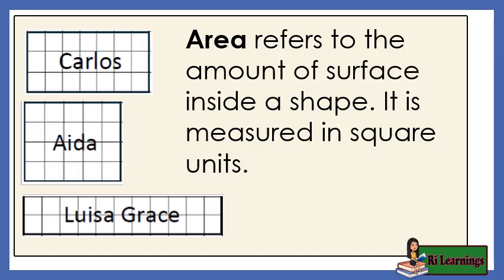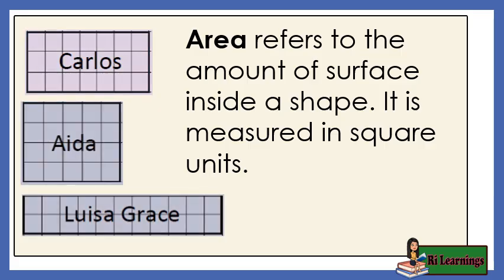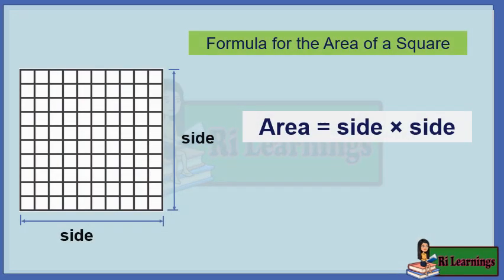Area refers to the amount of surface inside a shape. It is measured in square units. The formula for calculating the area of a square is area equals side times side. Side represents the length of one side of the square. This formula holds true for squares of any size, whether they are small or large.